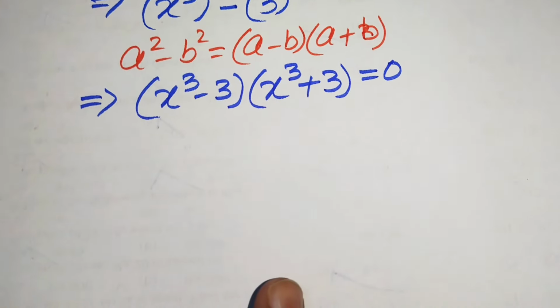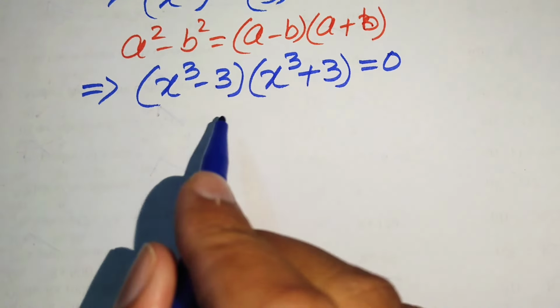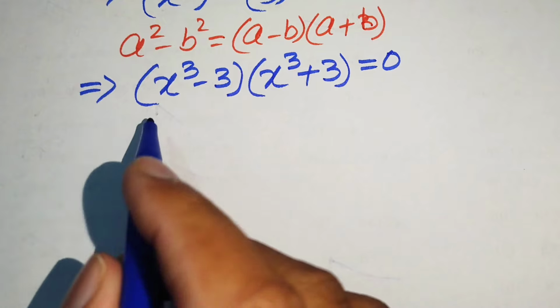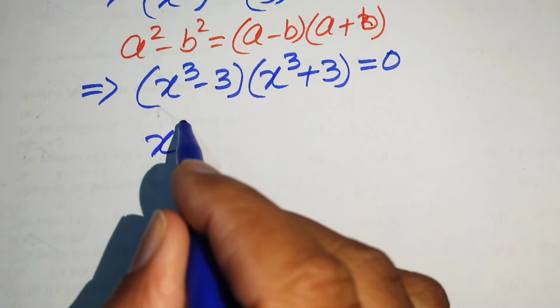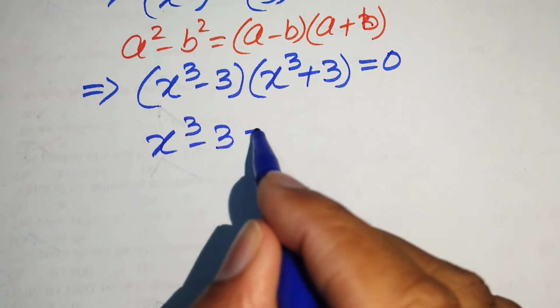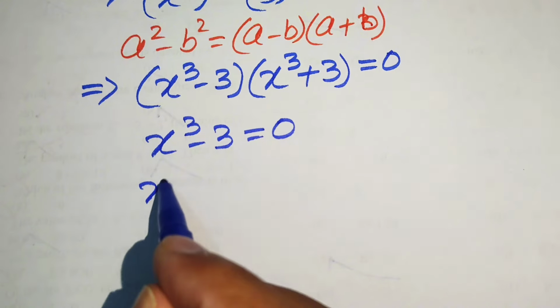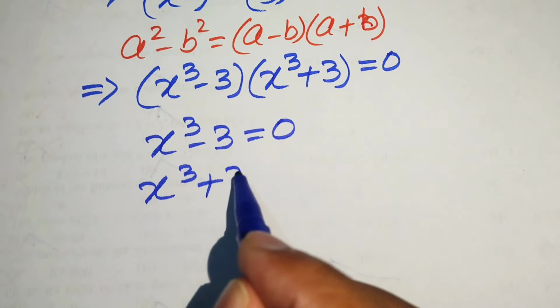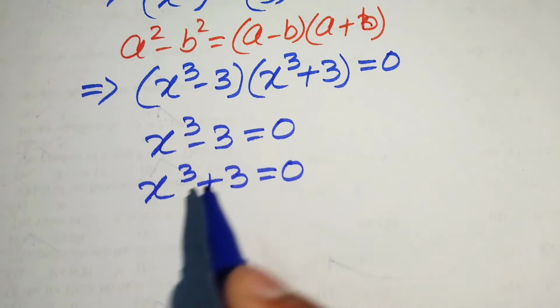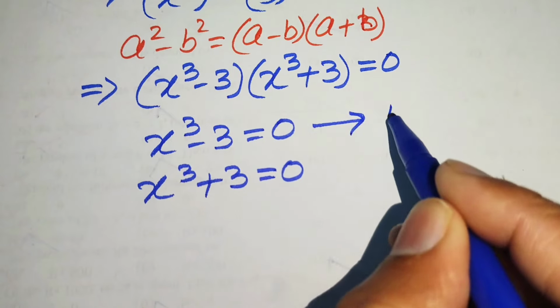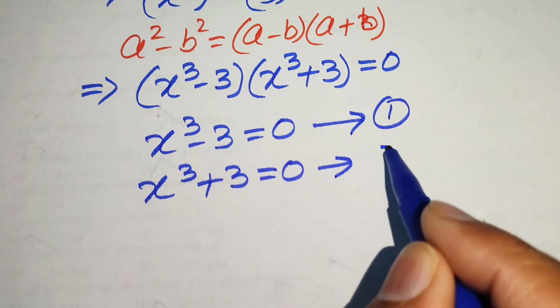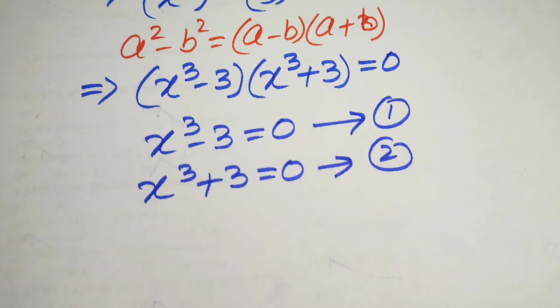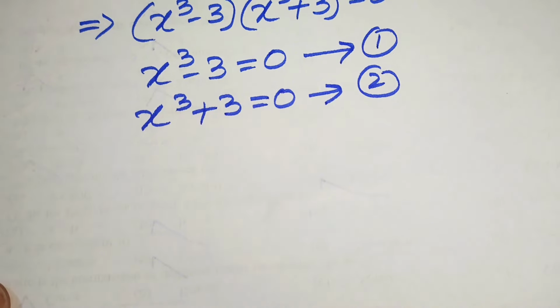So here we have two cubic equations, and now we convert this equation into two cases. The first case is we take x cubed minus 3 equals 0, and the second case is we take x cubed plus 3 equals 0. We call this equation number 1 and this equation number 2. And now we solve these two equations simultaneously.